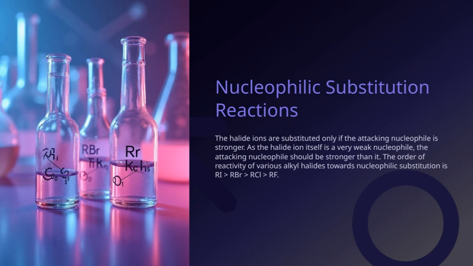Now, if we look at the reactivity of different alkyl halides, there's a clear order. Reactivity towards nucleophilic substitution increases as we go from RI to RBr, then RCl, and finally RF. So, iodides are most reactive, followed by bromides, chlorides, and fluorides being the least reactive. Understanding this order helps us predict which halides are more susceptible to substitution under various conditions. It ties back to the overall theme of nucleophilic reactions. Knowing the strength of the nucleophile and the nature of the halide is crucial for predicting reaction pathways and outcomes.